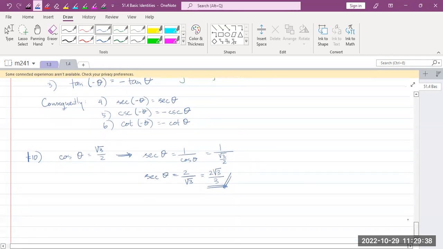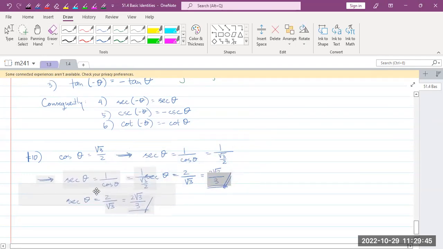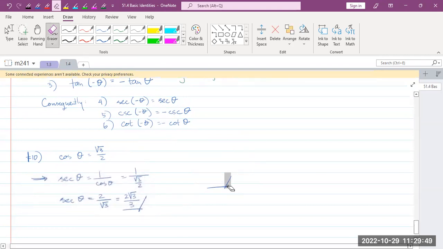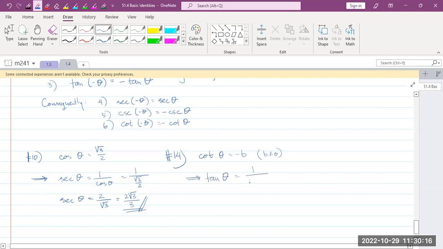Number 14. I think I can do it here, save some space. We have cotangent theta equals negative b, where b is not 0. So what will tangent theta be? Tangent theta is 1 over cotangent theta, the reciprocal, right? Which is 1 over negative b. Actually, that's all we need.